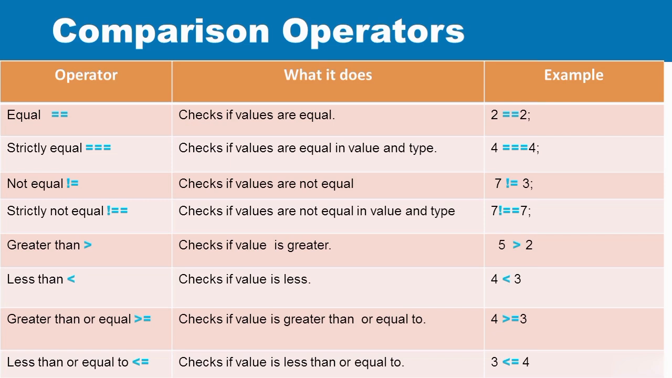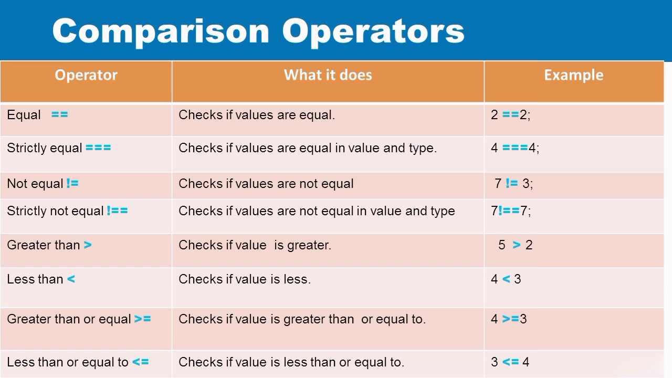I'll start from the top. The first is known as the equal operator, and it's represented with the double equal symbol. What that does is check if values are equal. If you want to compare if two values are equal, you use the equal to operator. If you want to check if values are equal both in value and data type, you use the strictly equal to, which is represented with a triple equal sign.